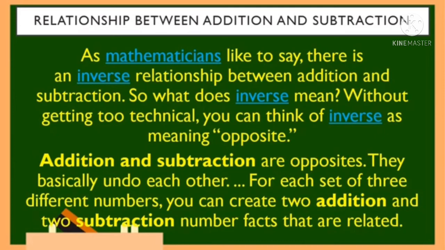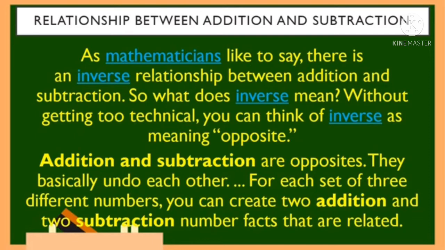As mathematicians like to say, there is an inverse relationship between addition and subtraction. But what does inverse mean? You can think of inverse as the meaning of opposite. That means the other way around. For example, the opposite of good is bad. The opposite of yes is no. So that is what we call the inverse. Addition and subtraction are opposites. They basically undo each other.